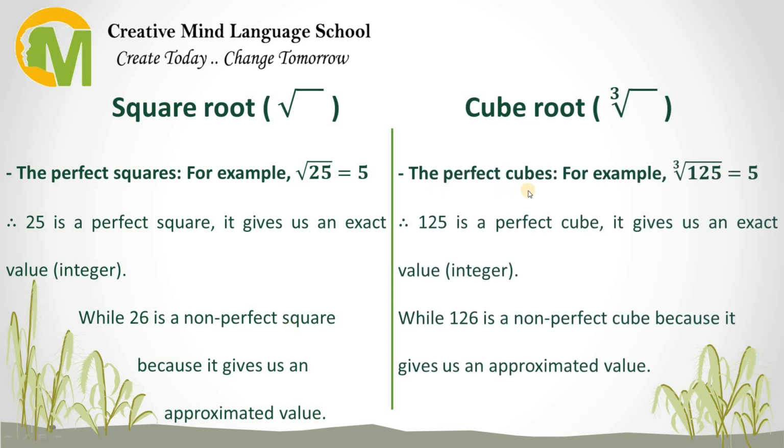On the other hand, we have the perfect cubes. For example, the cubic root of 125 equals 5. Therefore, we say that 125 is a perfect cube because it gives us an exact value, an integer also. While 126 is a non-perfect cube because it gives us an approximated value. We are talking about the same rule here. We have numbers that we call perfect squares and non-perfect squares, and on the other side, perfect cubes and non-perfect cubes.